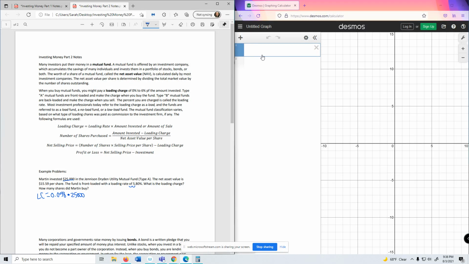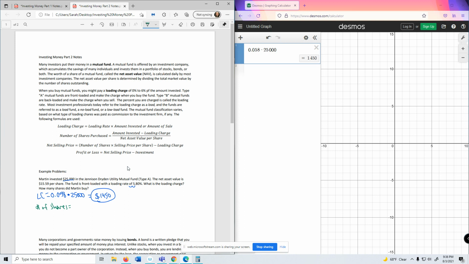So let's use Desmos for that. And we end up with $1,450 for the loading charge. So that takes care of that part. To find the number of shares, the formula we use is right here.